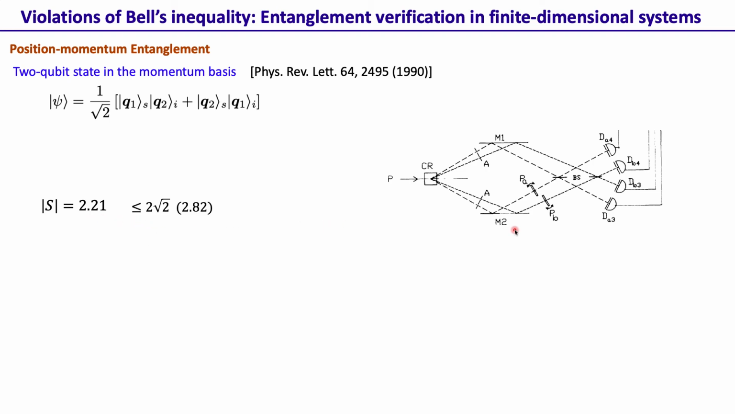So this shows a violation of Bell inequality, and this shows that this is how we can make a 2 qubit state in the momentum basis. Similarly, we can have a 2 qubit state in the position basis. This was an experiment done in 2007.